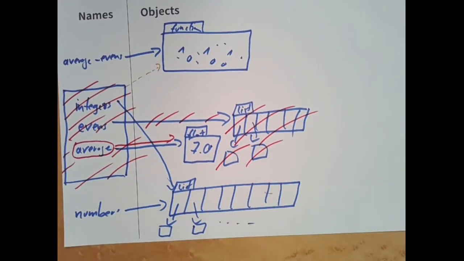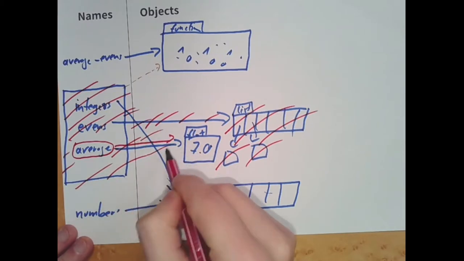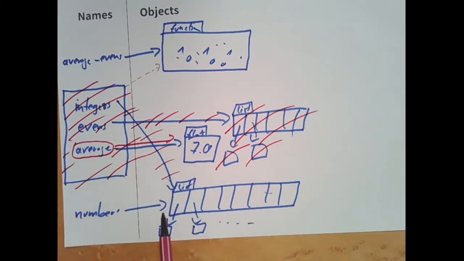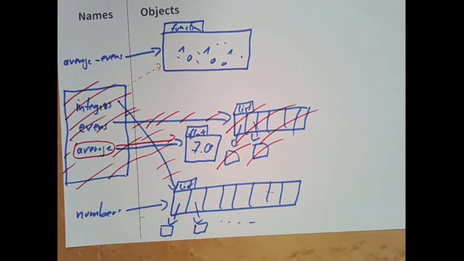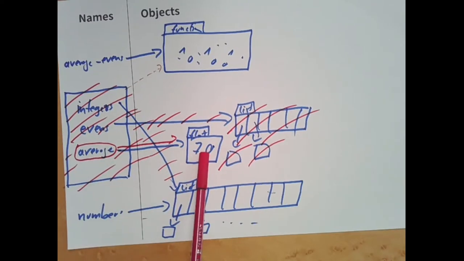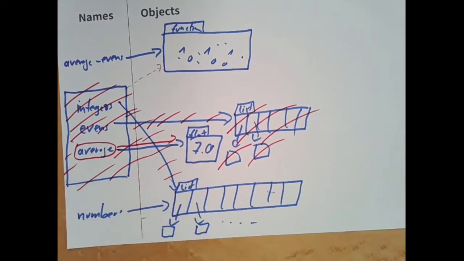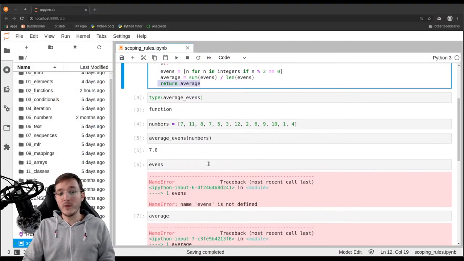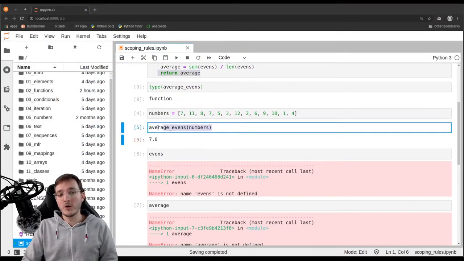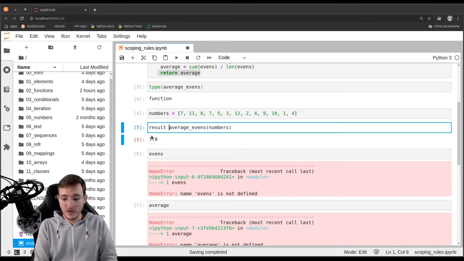Okay, and of course, maybe just to be very precise, the reference to the outer numbers list will also be removed. And now the question is, what happens to the name average and the reference to the 7.0? This depends on what we do in the code. What we did here is I simply called the function and did not assign the result to anything. But let's assume I assigned the result to a variable, let's call it simply result.